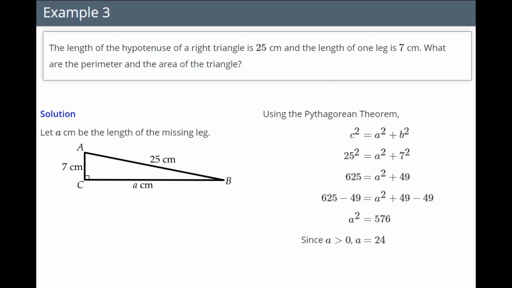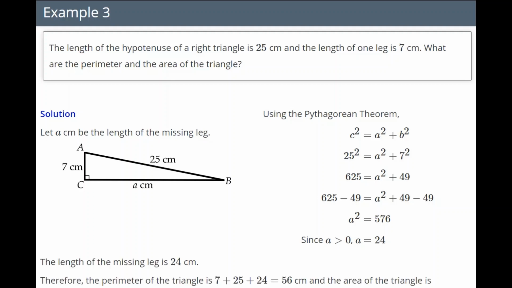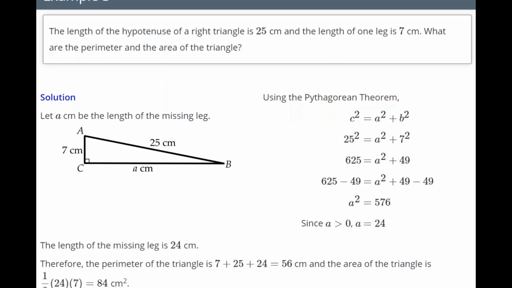That's 625 equals a squared plus 49. That's an equation. We know that we subtract the 49 from both sides. We get a squared equals 576. Now, because the a represents a length, it will be a positive value, and so the positive square root of 576 is 24, so a is 24. So the length of the missing leg is 24 centimeters.